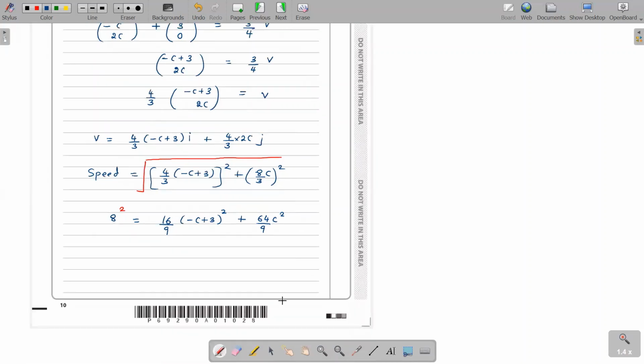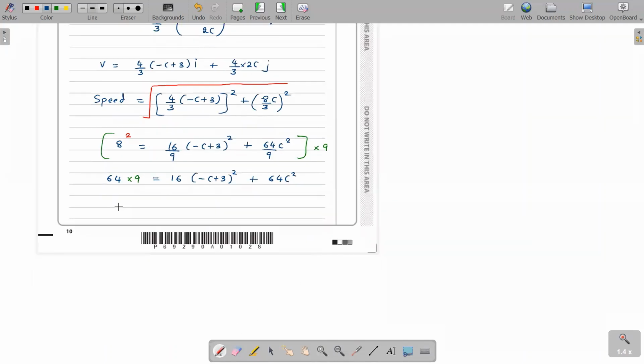So it's now actually a quadratic equation. You just need to open the bracket, solve the quadratic equation and get your answer. Okay, so this is 64. I think I'll multiply the whole equation with a 9. Is that okay? So here 64 times 9, and I get here 16 times (minus c plus 3) squared plus 64 c squared. Do you agree with me? 64 times 9 gives me?